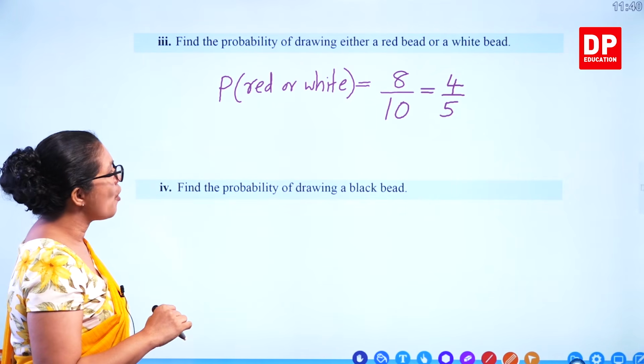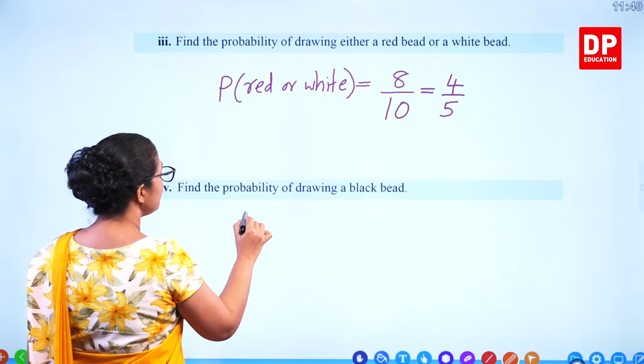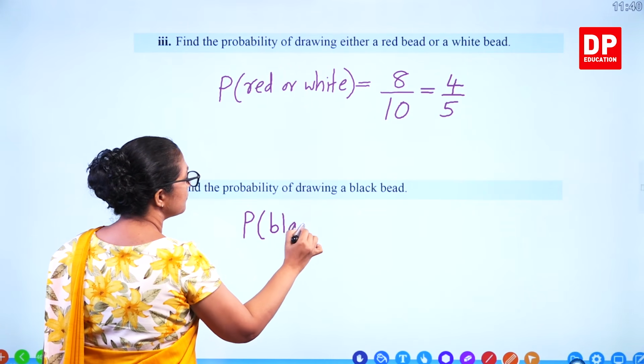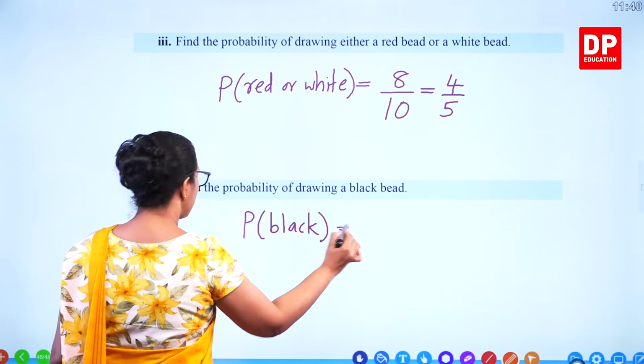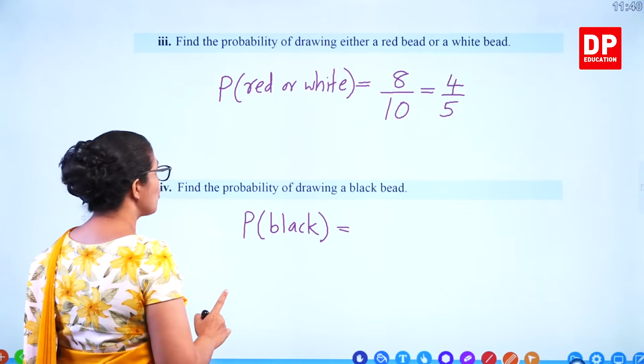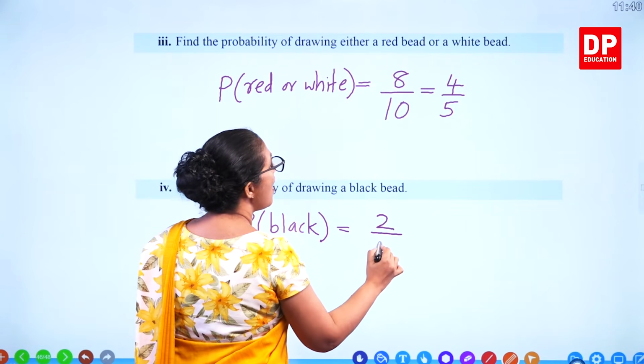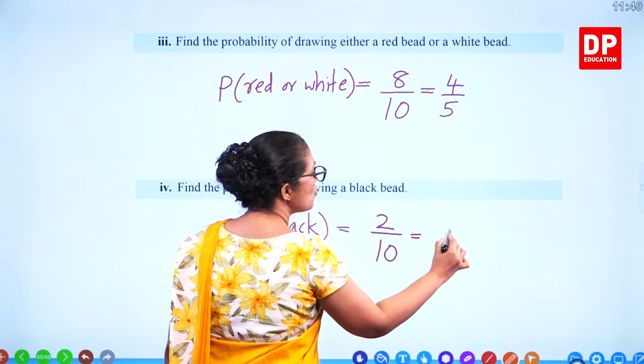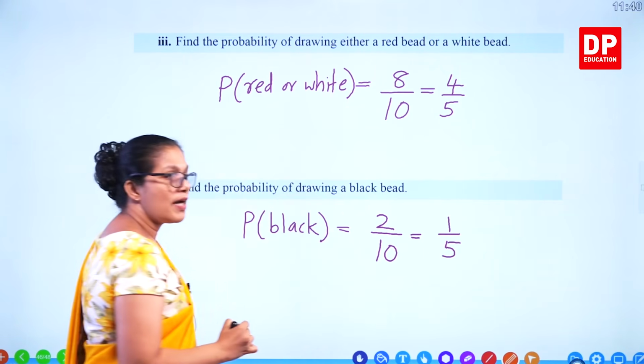Find the probability of drawing a black bead. How many black ones are there? 2 black beads. So 2 possibilities are there out of 10. Divide by 2, you get 1/5.